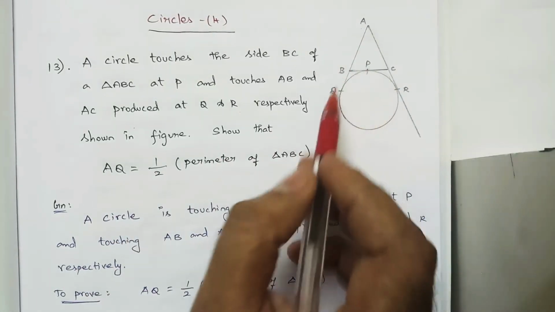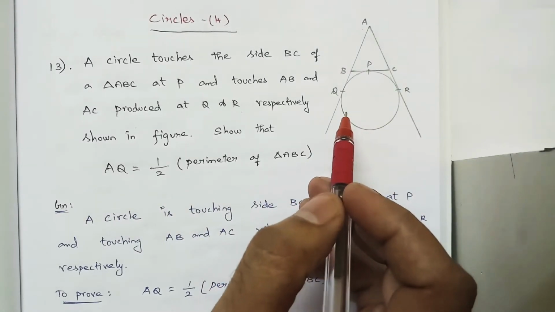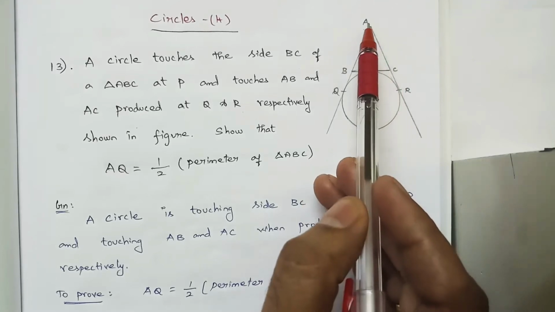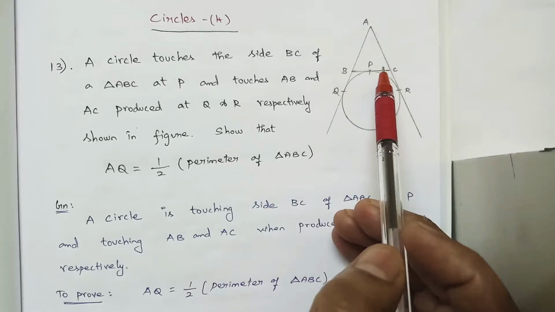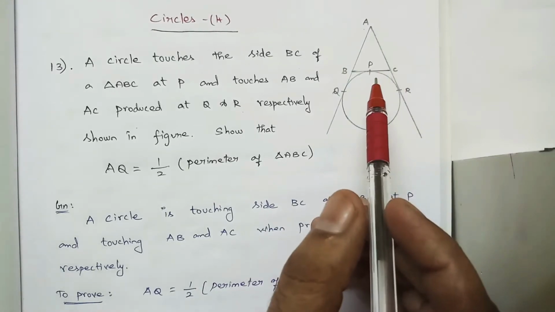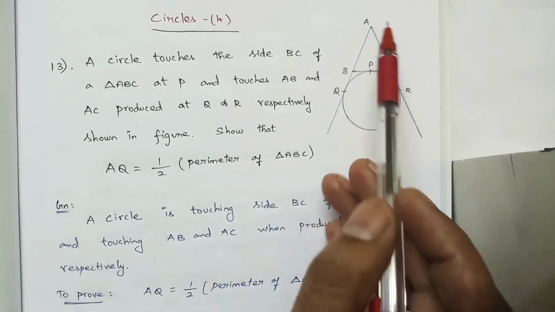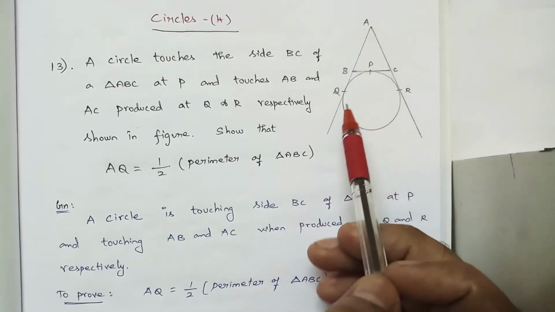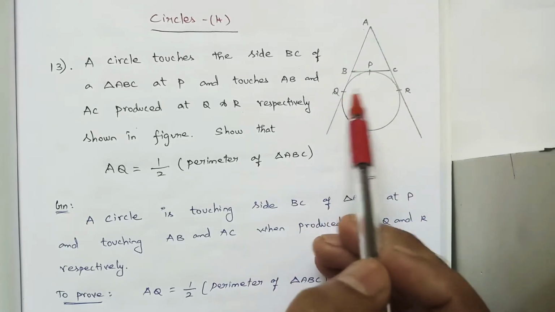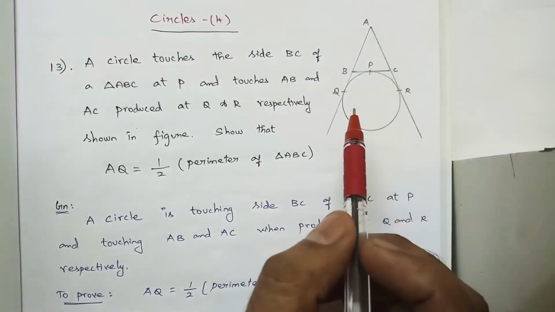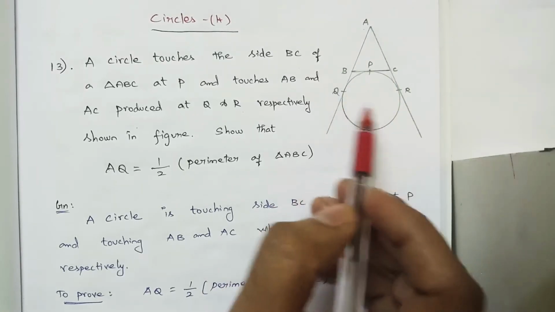See, for the circle we are having three external points. What are they? One is A, another one is B, another one is C. For each external point to the circle, we will have two equal tangents. From the point A we are having two tangents, that is AQ and AR. Here P, Q, R are the points of contact of the tangents with the circle.